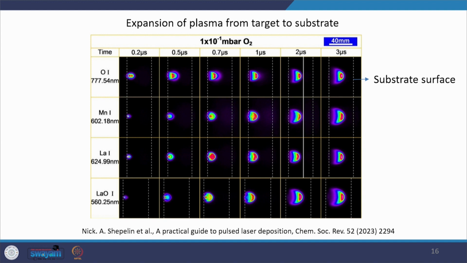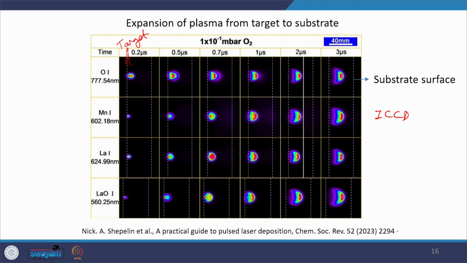And here you can see the plasma plume. This side is your target. This is a photograph taken with an ICCD camera, which is called an intensified charge coupled detector. This camera is a very high speed camera, because the plasma which is ejected from the target material is very fast. So, it is very difficult to capture these images of the plasma with an ordinary camera. You need a very high speed camera, which can be provided by the ICCD.